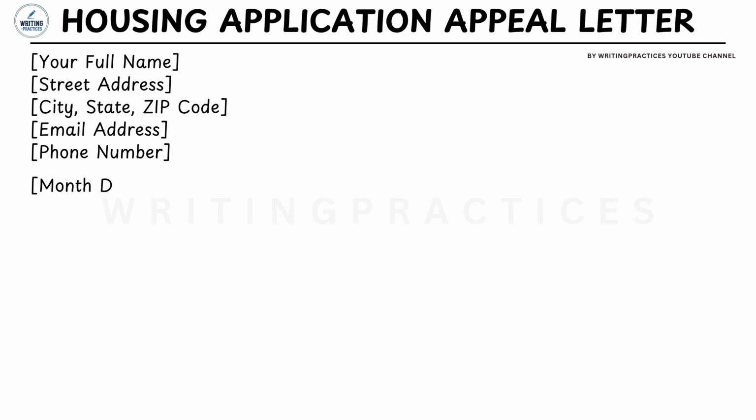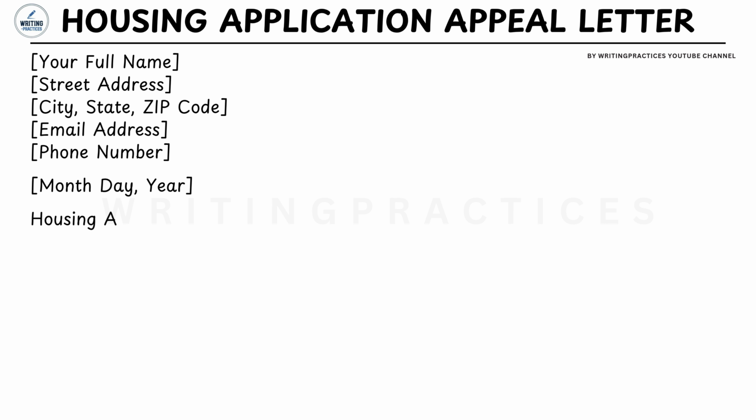Date. For example, May 24, 2026. After your contact details, include the date the appeal letter is written. This is important because housing appeals may involve deadlines and review periods. Submit your appeal promptly after receiving the denial notice.